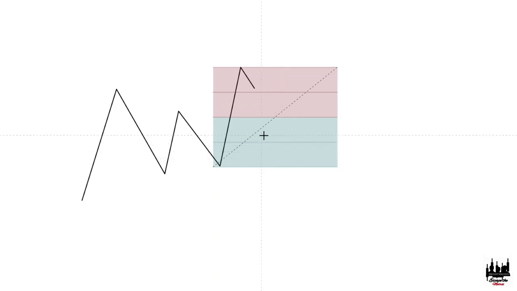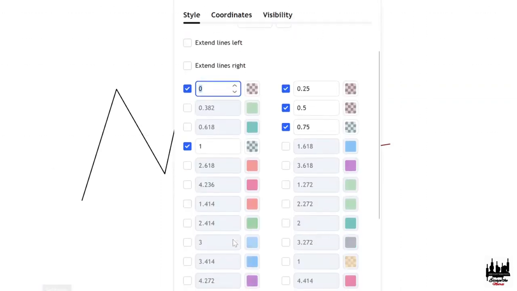So with this fib, we split our range into two halves, in discount and in premium. We'd be looking to be buyers here and we're looking to be sellers here. We're looking to sell back inside of our previous range and we're looking to be buyers here to expand. And these are the settings.